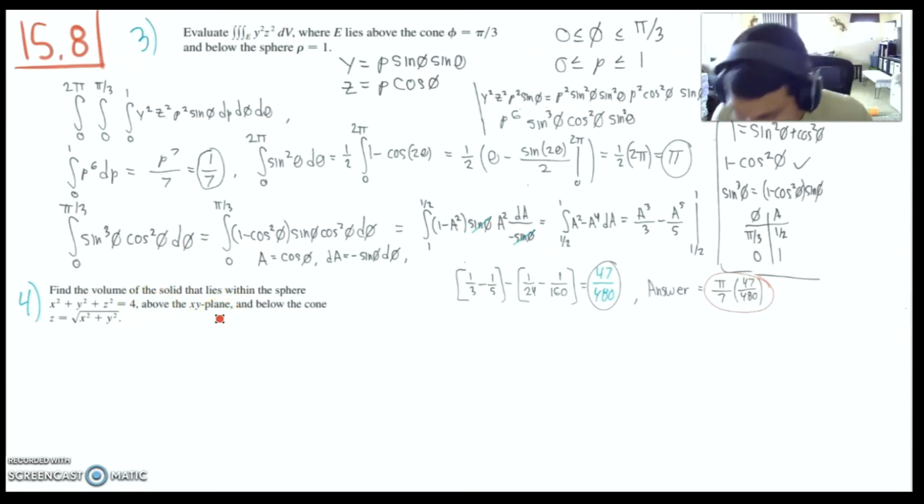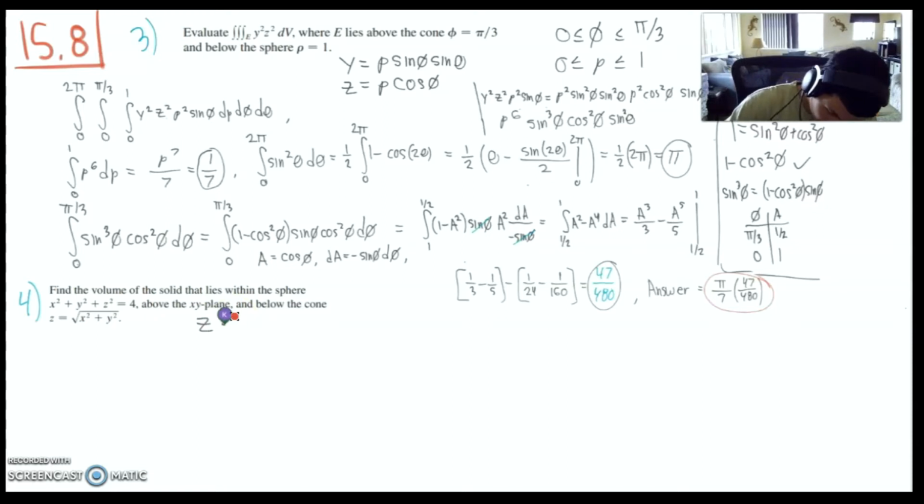Point being is that a lot of times, if you have cones and spheres, you can either do cylindrical or you could use spherical, right? In this case, since it's a 15.8 problem, I am going to use spherical, and let's see how that goes. Okay, so let's start off and just write some facts here. I always like to start off with this. Well, above the xy plane, what does that mean? It means z is always greater than 0.